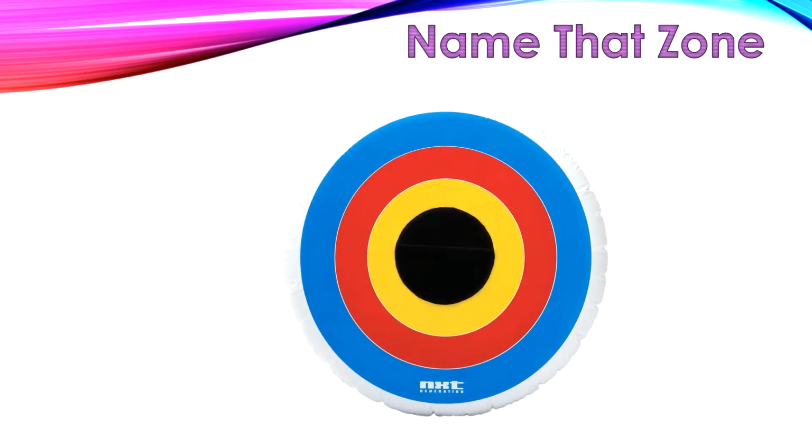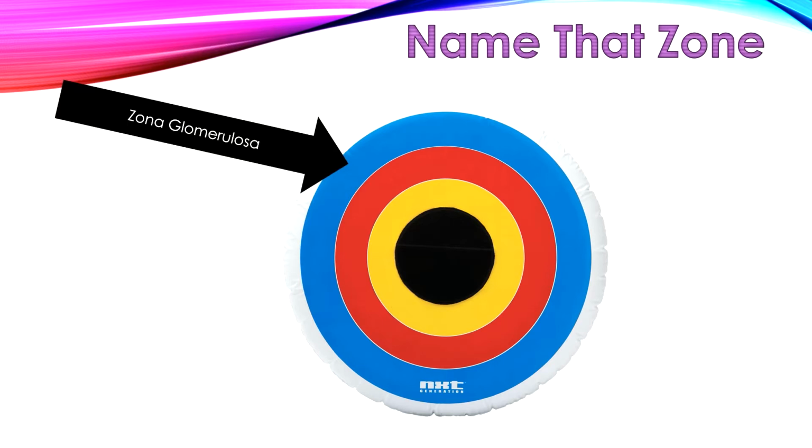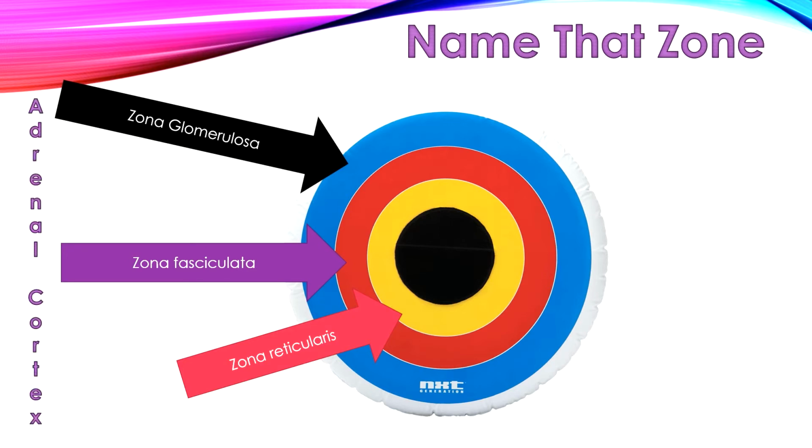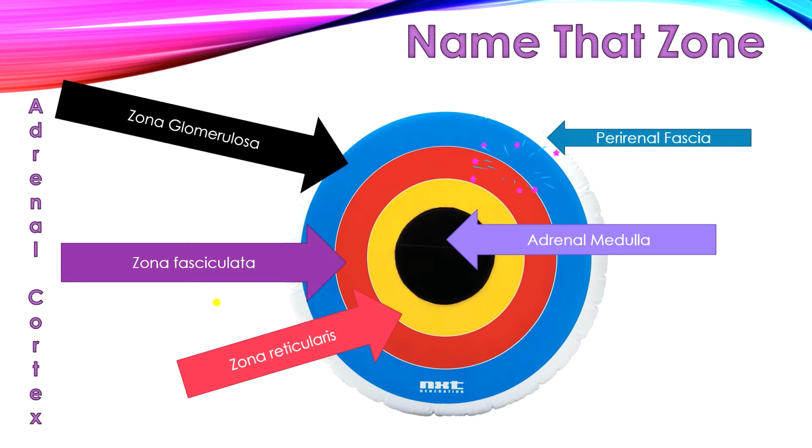All right, let's do name that zone. Starting with the blue layer, zona glomerulosa. The red circle, zona fasciculata. The yellow, zona reticularis. This is all part of the adrenal cortex. To round it out, the black inner circle, adrenal medulla, and the outside is the perirenal fascia.